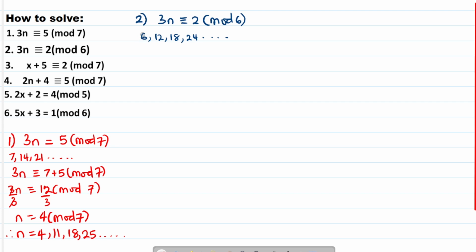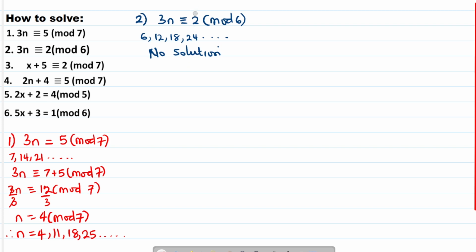For instance, if I add 6 plus 2, that will give me 8. 8 is not divisible by 3. If I add 12 to 2, that will give me 14. 14 is not divisible by 3. If I add 18 to 2, that will give me 20. 20 is not divisible by 3. And if I add 24 to 2, that will give me 26, which is also not divisible by 3. So for this problem, there will be no solution.